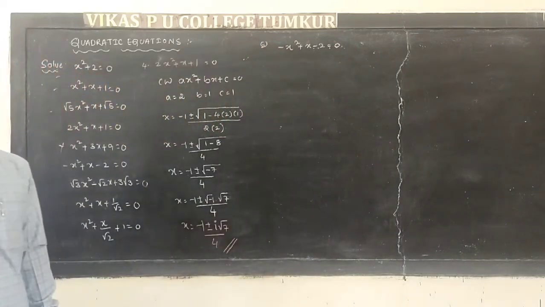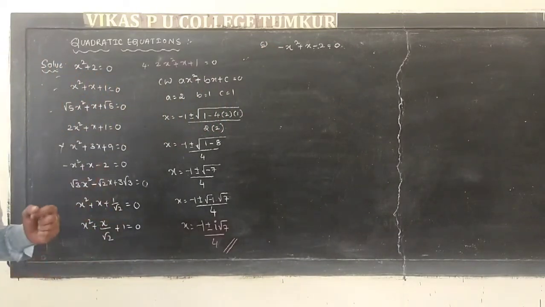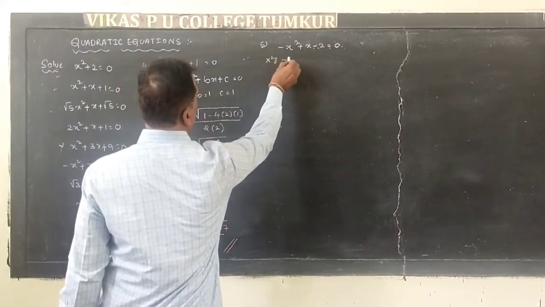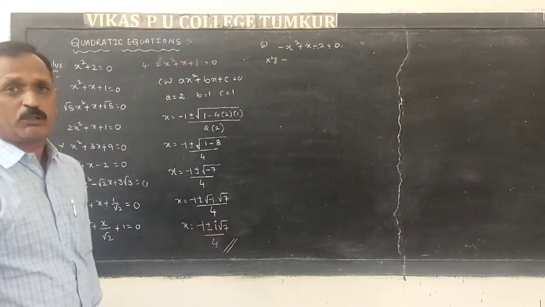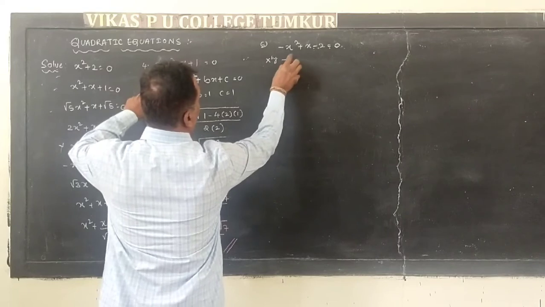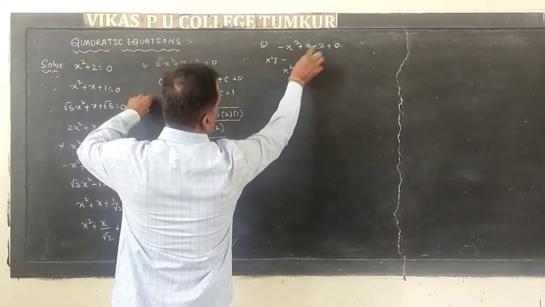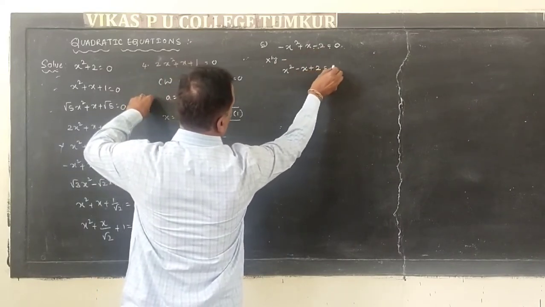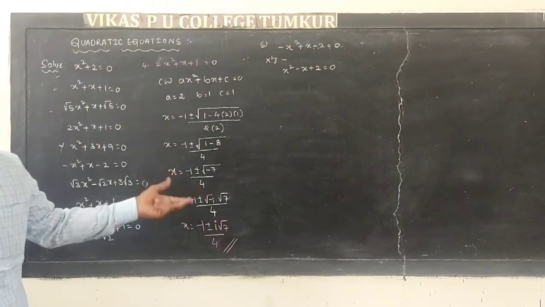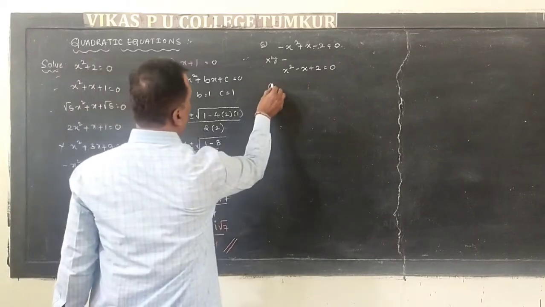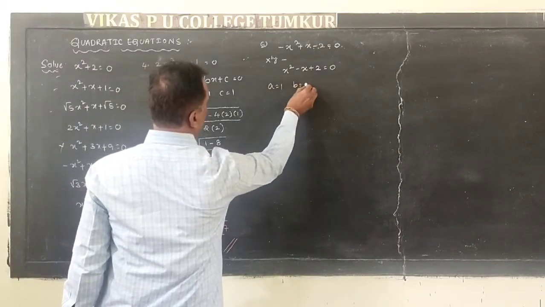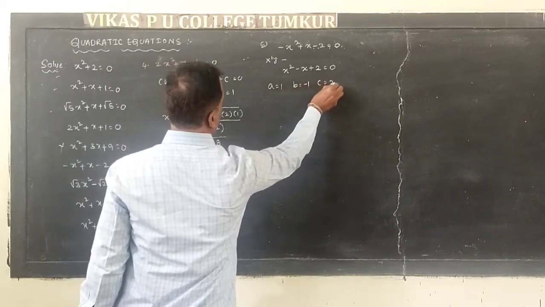Then I told you that there is a minus sign with x square. So let me multiply this equation by the minus sign. What will be the equation now? Minus into minus plus x square, minus into plus minus x, minus into minus plus 2 is equal to 0, right? The remaining process is very simple. Here the value of a, the coefficient of x square, is 1, the coefficient of x is minus 1, and the constant c is 2.